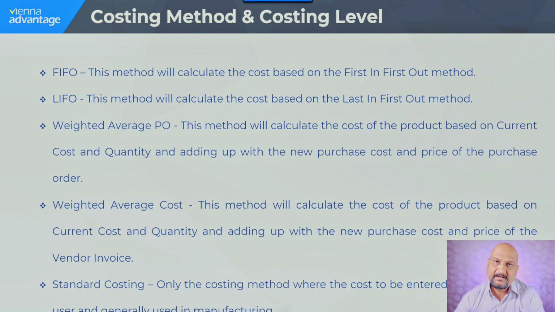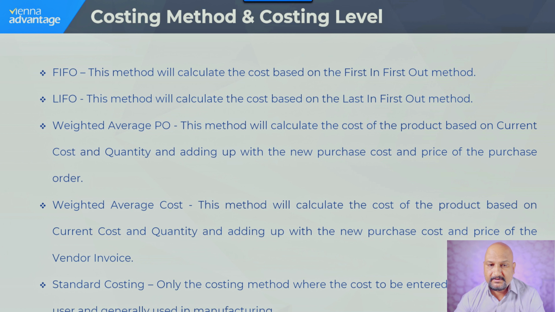The next ones are FIFO and LIFO. This method is calculated based on the first in, first out method. It means whatever you purchase first, you have to sell those items first. In case of LIFO, whichever product you purchase last, you have to sell it out first. So it is last in, first out.